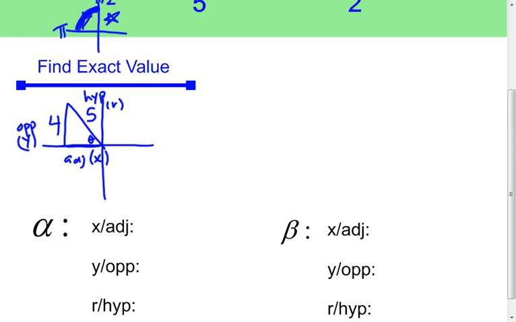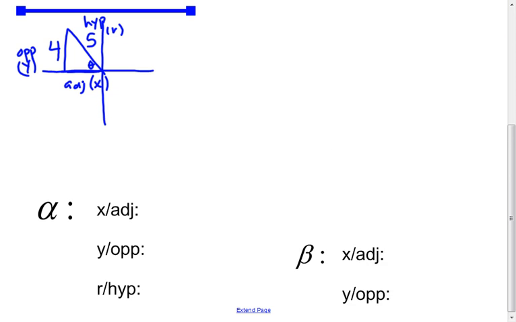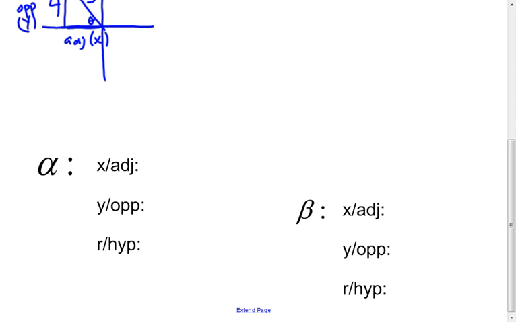And if you don't know what it is, you're going to go x squared plus y squared equals r squared, or think of squaring those SOHCAHTOAs. So I'm going to go 4 squared plus x squared equals 5 squared. So x squared will be 25 minus 16, which is 9. So x will either be positive or negative 3, and you need to decide.